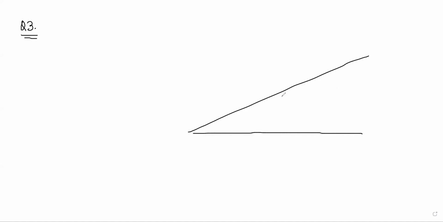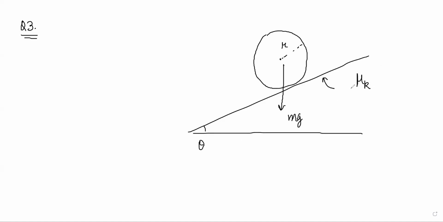Now let's move on to another problem. We will analyze the situation in different cases. So in this problem, we have an inclined plane, and there is a cylinder of radius r and mass m. Mg force will obviously act like this. The incline is having angle theta. The coefficient of kinetic friction mu k is given as mu between the surface and the cylinder.